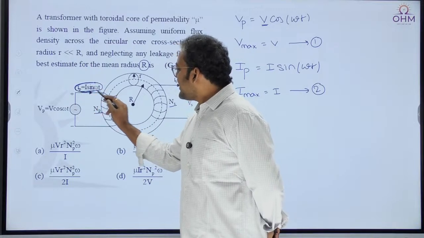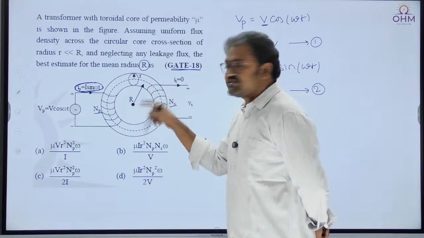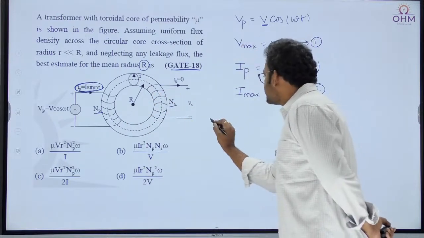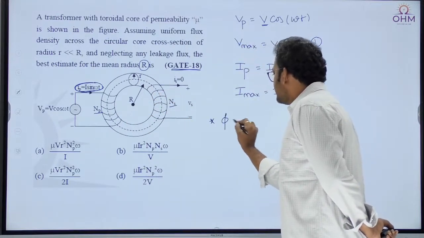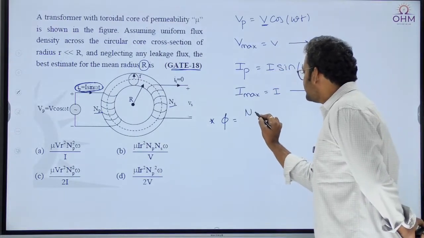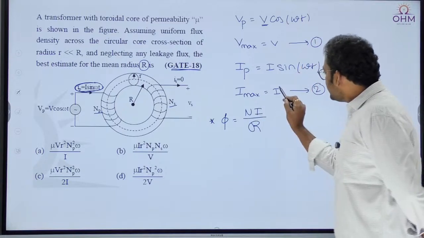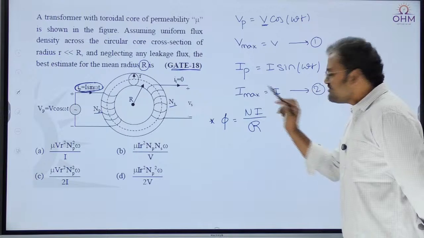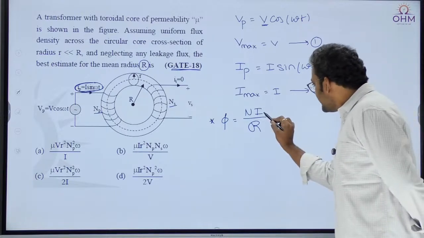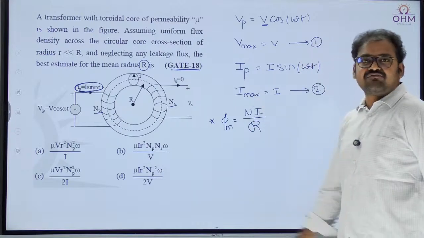This is nothing but magnetizing current. And that current will create flux in the transformer core. What is the formula for flux? Yes, we know flux is equal to MMF by reluctance, where MMF is nothing but N into I divided by reluctance. But right now this I is maximum current. As this I is maximum current, this phi is also going to be maximum flux.